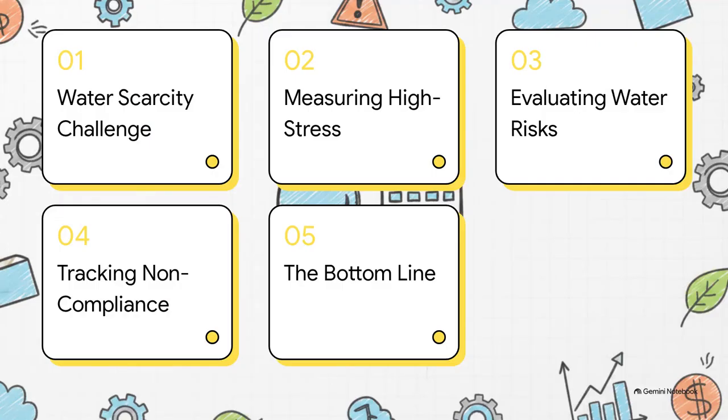So here is our roadmap to understand how physical water scarcity becomes a measurable financial risk. We're going to cover 1. The water scarcity challenge, 2. Measuring high-stress water, 3. Evaluating water risks, 4. Tracking regulatory noncompliance, and wrap up with 5. The bottom line. Let's get right into it.